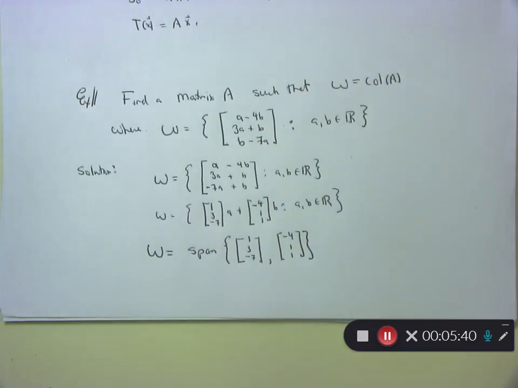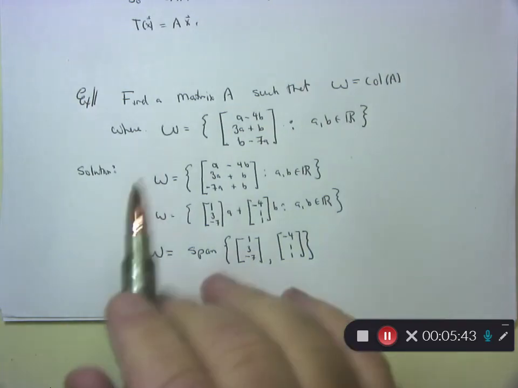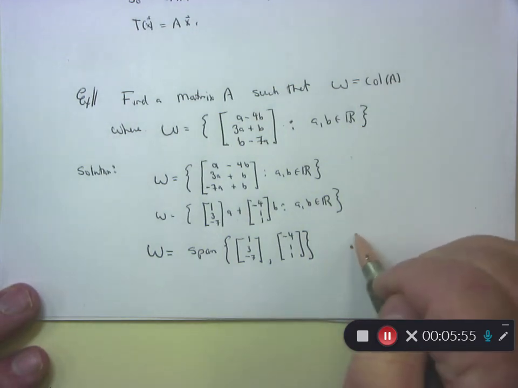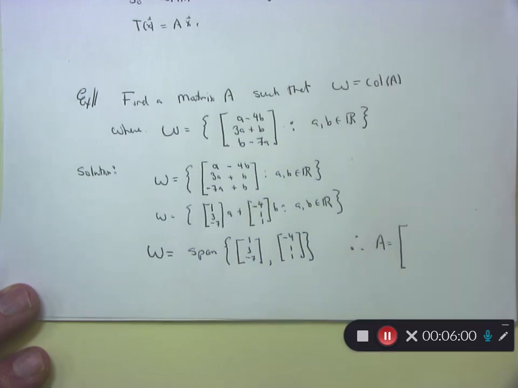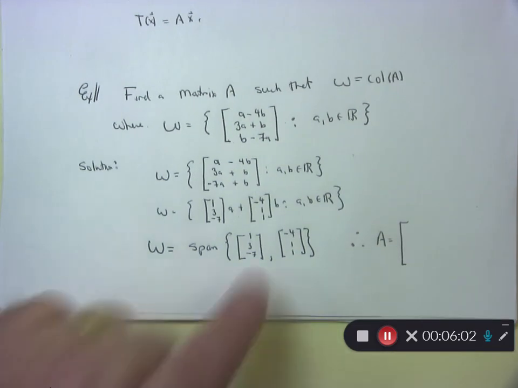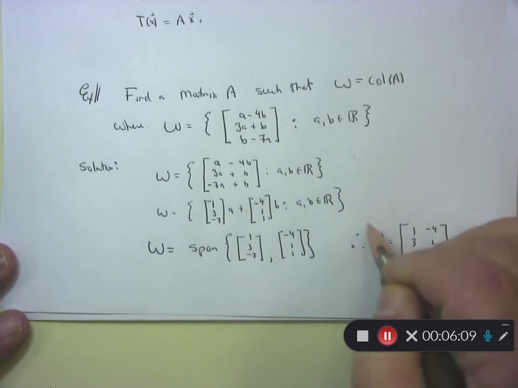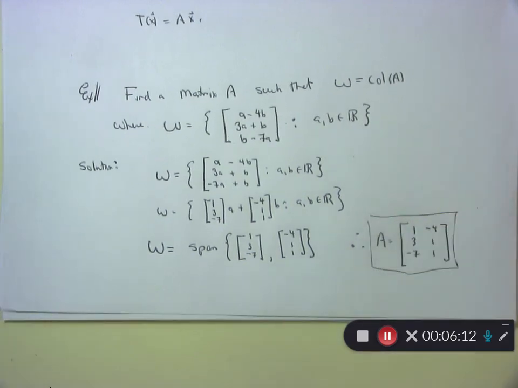So, oh yeah, what was the question on this problem? We are supposed to find a matrix A such that W is equal to the column space of A. Well, here's the column space of A, but we want to find the matrix A. This is called the column space. So, therefore, A would be equal to what would be my matrix. Well, these are the vectors, so you just got to put them in the columns: 1, 3, negative 7, negative 4, 1, 1. So this would be my answer for what A would look like.